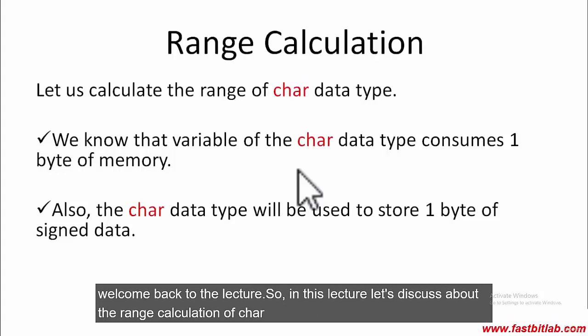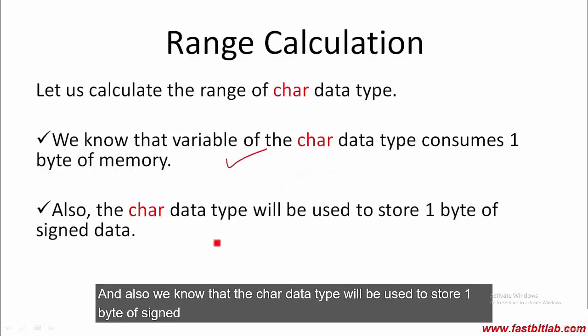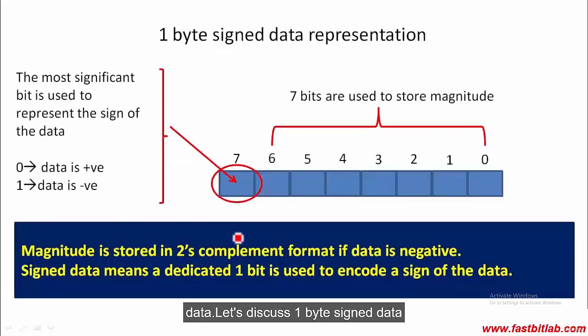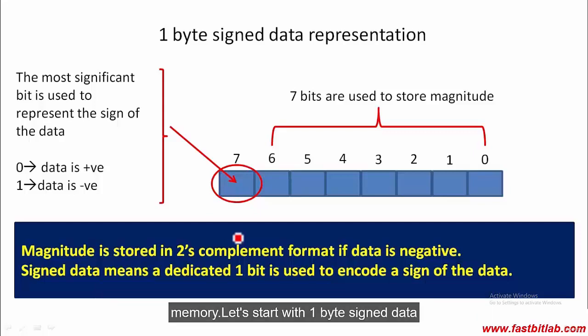In this lecture, let's discuss the range calculation of the char data type. We know that a variable of the char data type consumes 1 byte of memory, and that the char data type is used to store 1 byte of signed data. Let's discuss 1 byte signed data representation, and see how signed data is stored in 1 byte of computer memory.